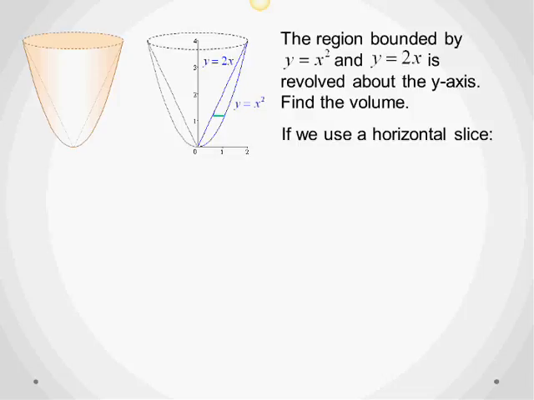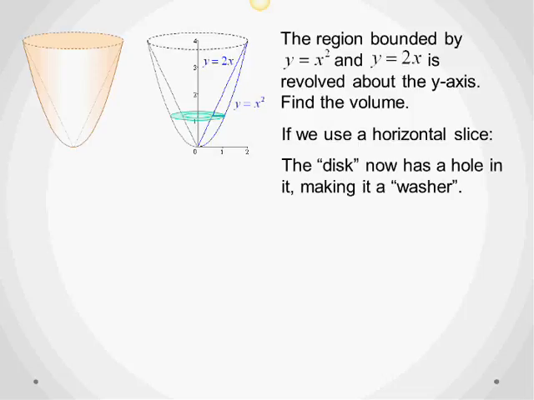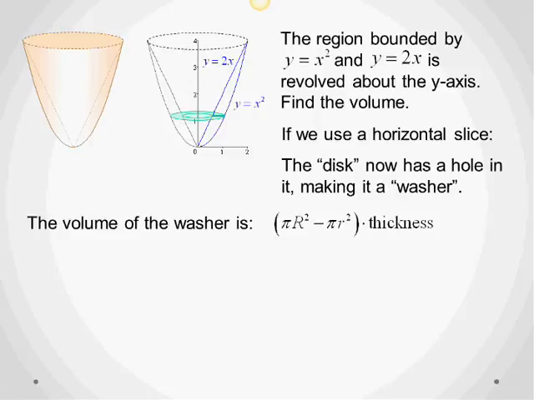So we're going to use horizontal slices again. And now you can see that each of my slices are going to have a hole in each of them, so it looks like a washer. The disc now has a hole in it, making it a washer, and the volume of that washer would be pi big R squared minus pi r squared times your thickness, which is going to be dy.